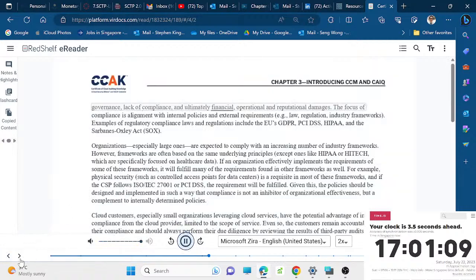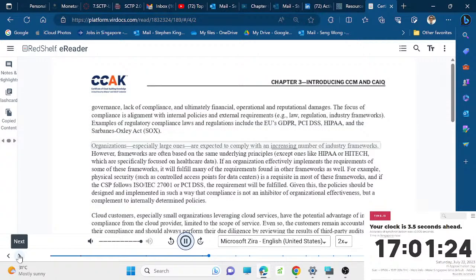Governance, lack of compliance, and ultimately financial, operational, and reputational damages. The focus of compliance is alignment with internal policies and external requirements, for example law, regulation, industry frameworks. Examples of regulatory compliance laws and regulations include the EU's GDPR, PCI DSS, HIPAA, and the Sarbanes-Oxley Act, SOX.